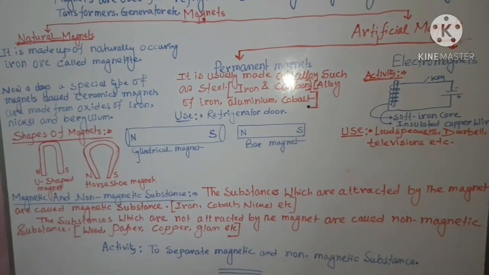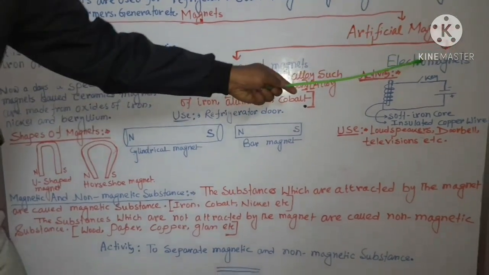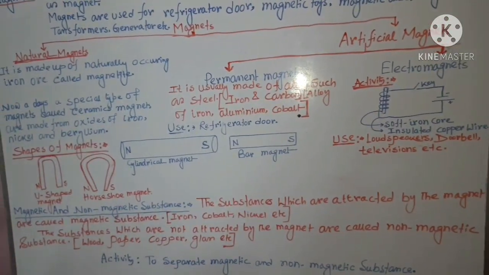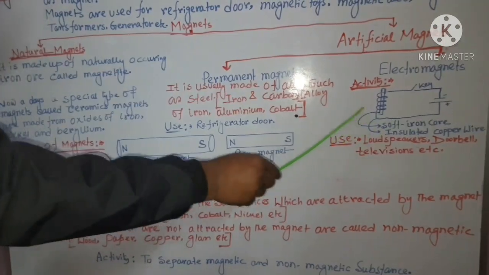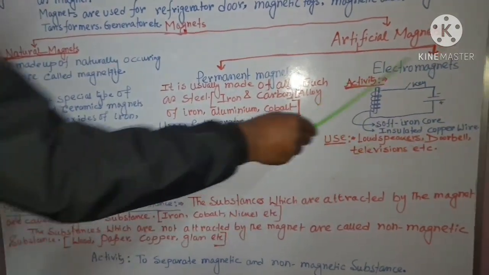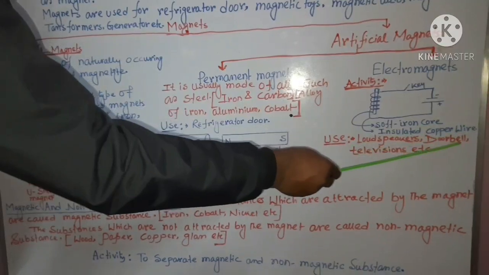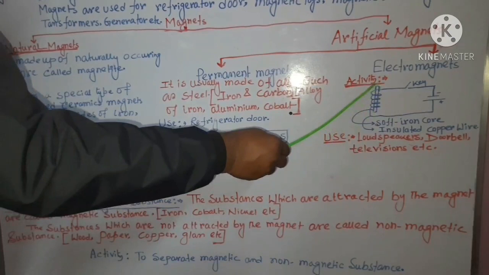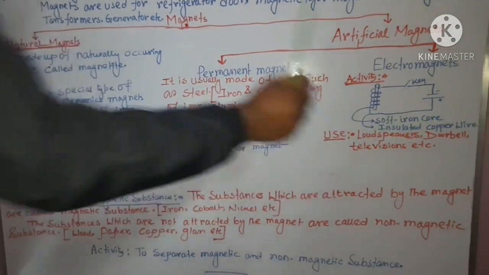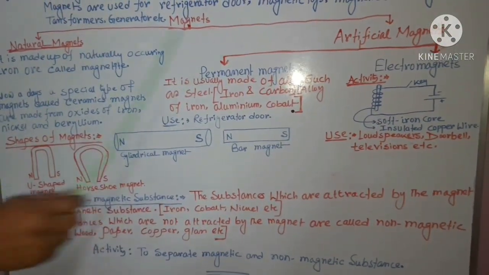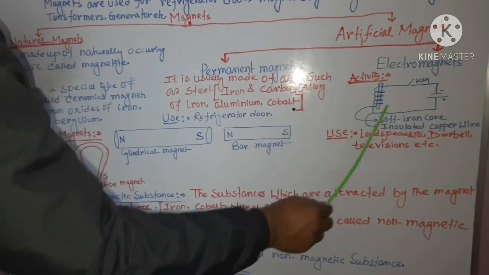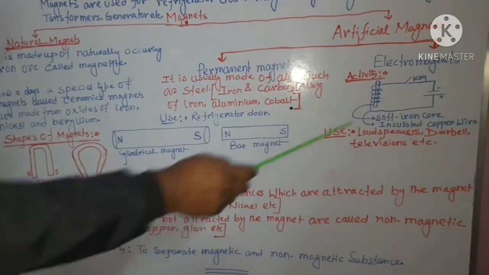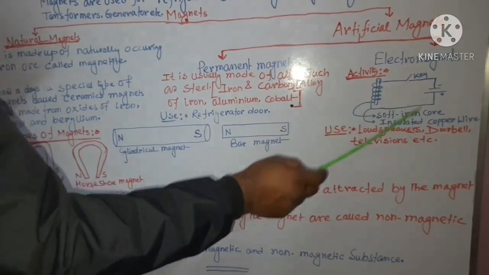Now the power of this electromagnet you can increase in two ways. Number one, by increasing the amount of current passing through this circuit. If you increase the amount of current passing through this circuit, the magnetic property of the soft iron core increases. Number two, by increasing the number of turns. If you increase the number of turns, then the magnetic property of the soft iron core also increases.